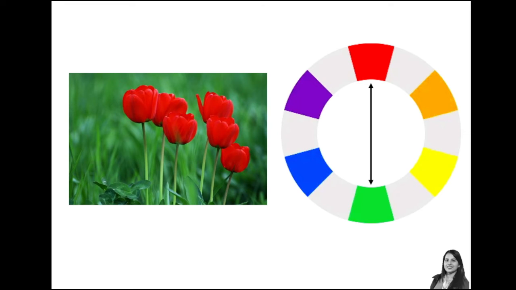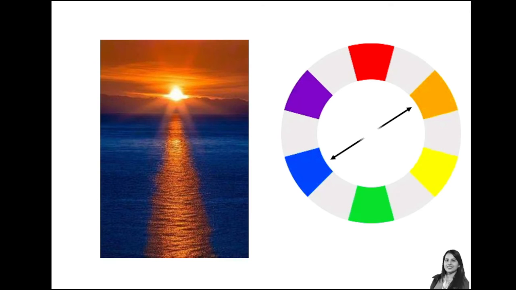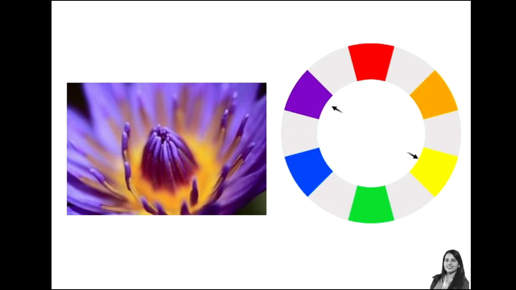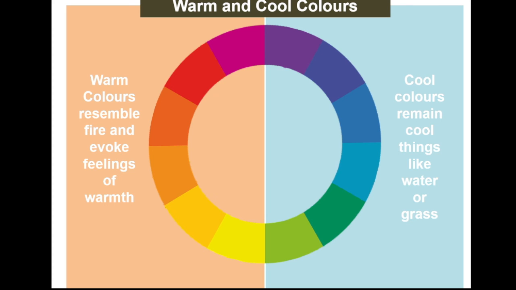Complementary colors lie opposite each other on the color wheel. As you can see in the slide, red and green are perfect contrast. Orange and blue are perfect contrast. Yellow and violet are opposite. Colors can also be classified into warm and cool colors.